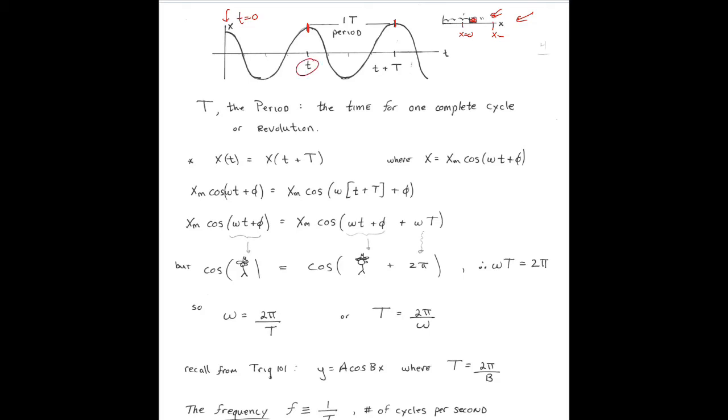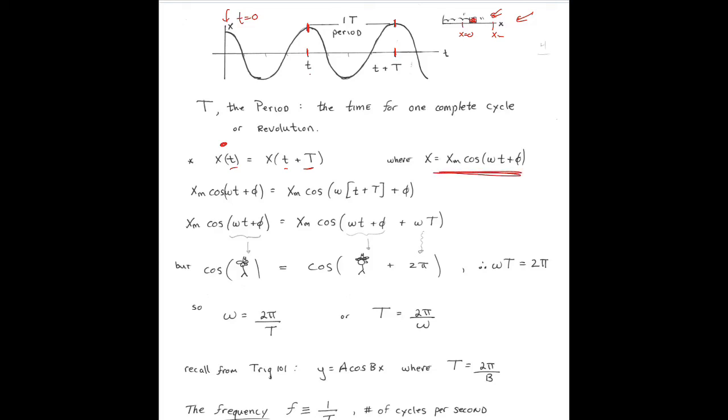So if this point is time t, that point is time t plus 1 period. We know that sine and cosine are periodic in 2 pi. So this graph says that the position at time t is the exact same as the position at time t plus the period. I have a relationship between the position at time t and the position at that same time plus 1 period, where that's the position function I'm using.